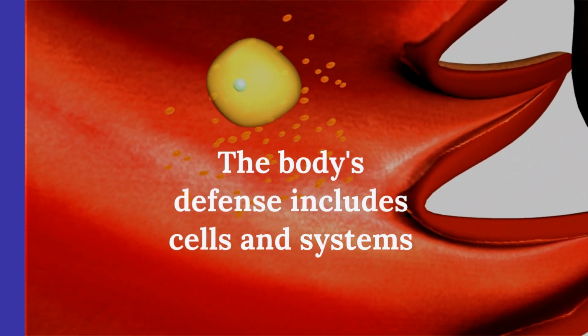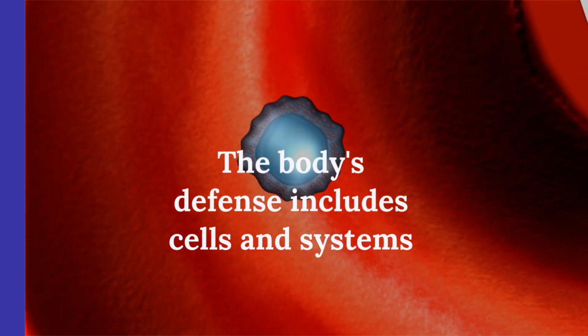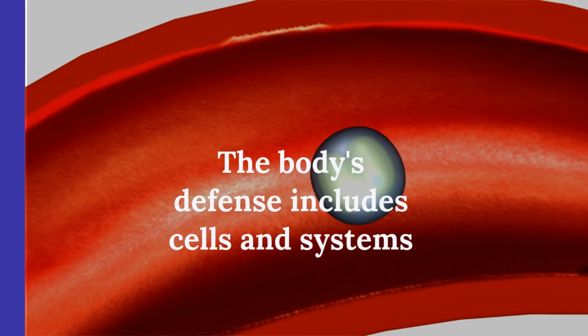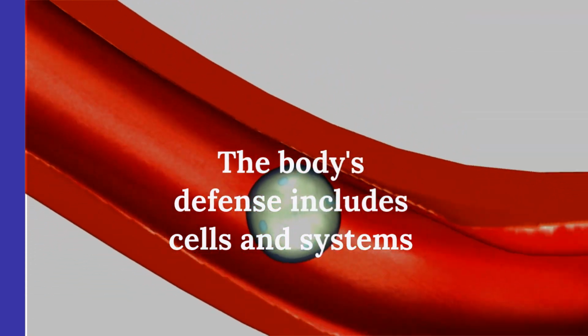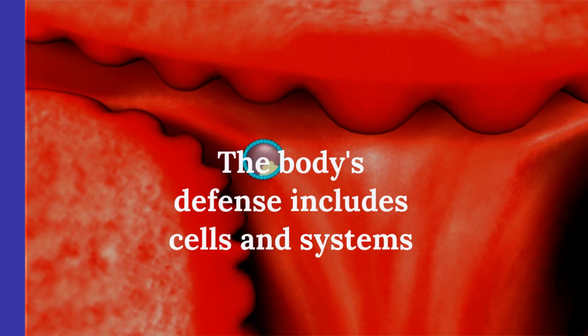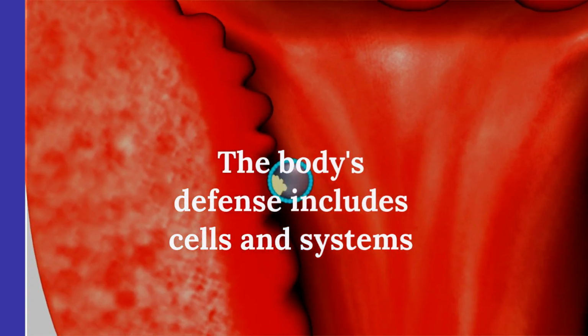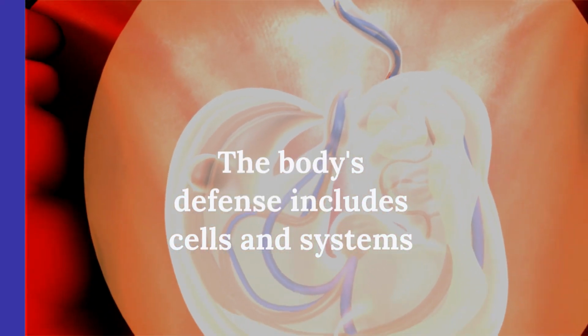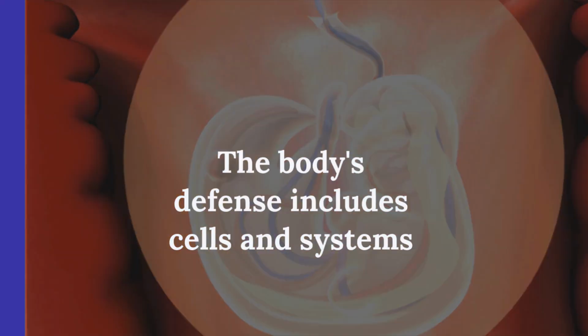The body's first line of defense includes various cells and systems. Red and white blood cells, along with platelets, play crucial roles. The immune system, including B cells and T cells, is vital. Vaccines introduce antigens to work with these cells. A prime example is the COVID-19 vaccine.